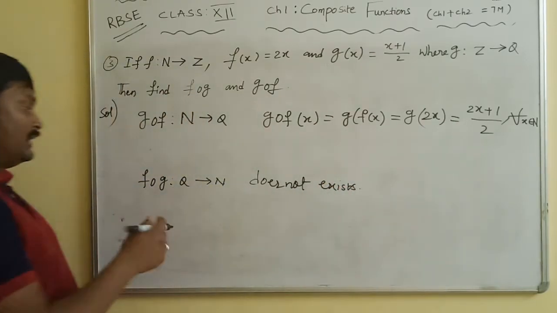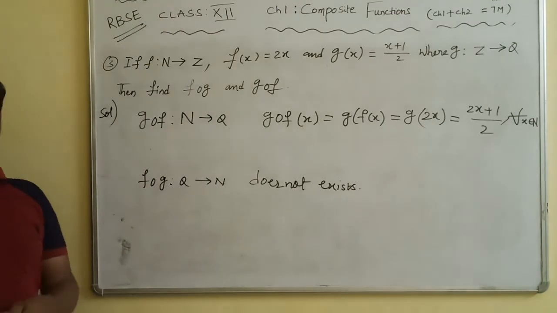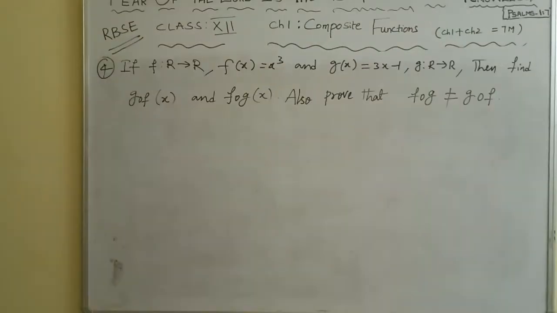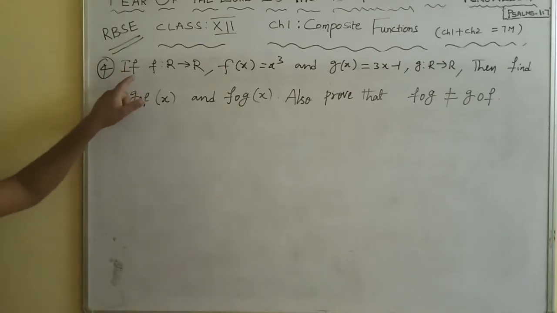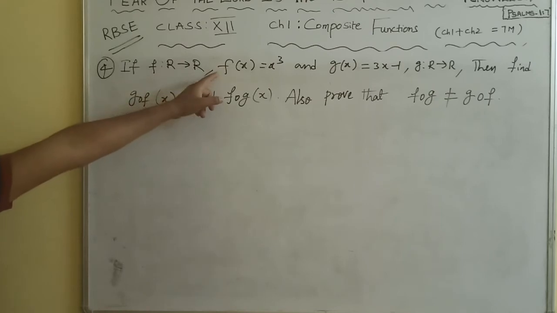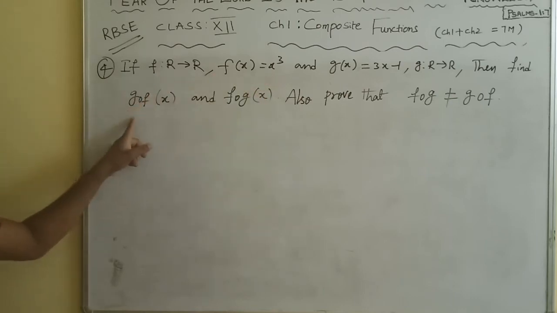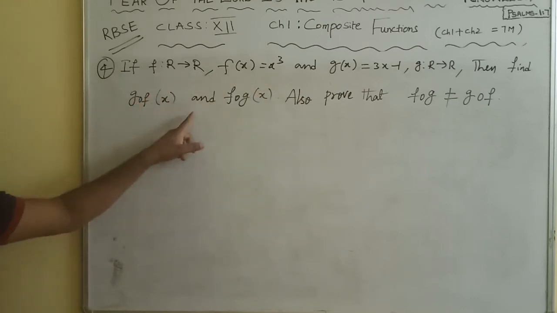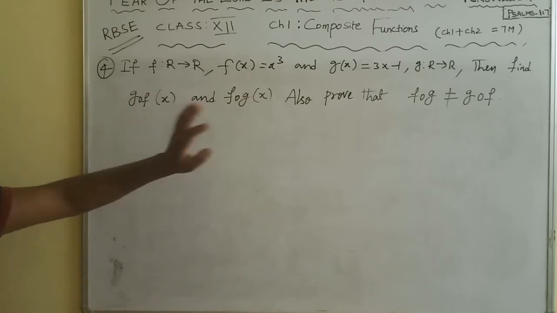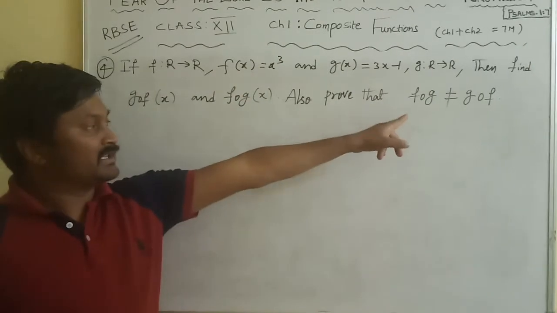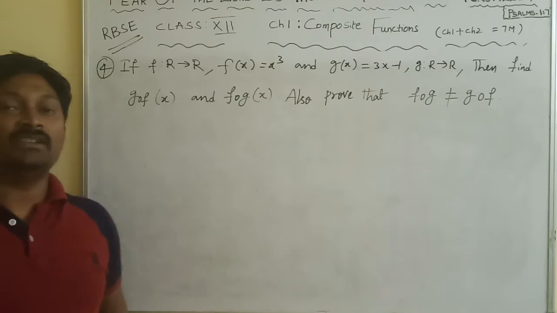I hope you all understood this. Move on to the next problem, the fourth question. In examples, if f maps R to R, f of x is equal to x cubed, g maps R to R, g of x is equal to 3x minus 1, then find g circle f of x and f circle g of x. And also prove that f circle g is not equal to g circle f.